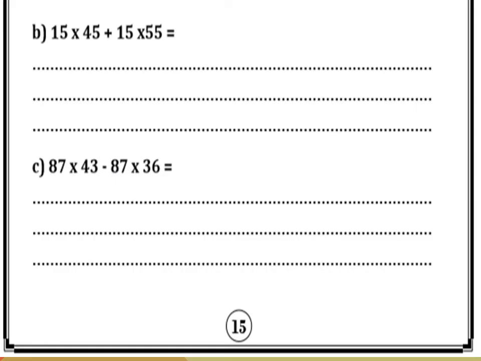And now let's solve letter B. 15 times 45 plus 15 times 55. Here search for the repeated number and multiply, which is 15 times. So circle 15 times and write it only one time like this. And now open bracket, write the rest, which are 45 plus 55, and close the bracket. And don't forget to write the name of the property, which is distributive property.